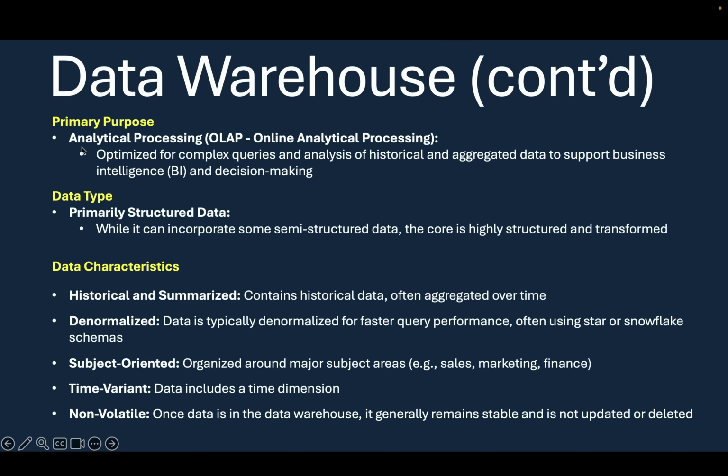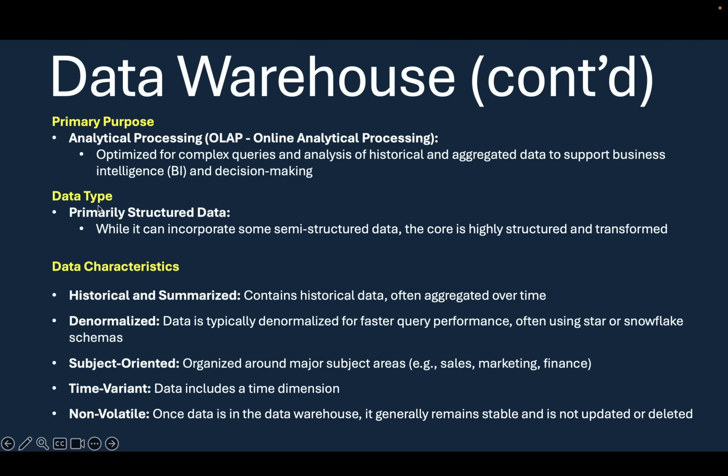Now we go into the primary purpose again for this one, this concept of OLAP. So you may have seen this OLAP word, and this stands for online analytical processing. Okay, so when you see OLAP, think of a data warehouse, and basically this is optimized for complex queries and analysis for historical and aggregated data to support business intelligence and decision making. Okay, so again, data warehouses' primary purpose is for analytics. If you want to run queries against your data, you want to put that data in a data warehouse.